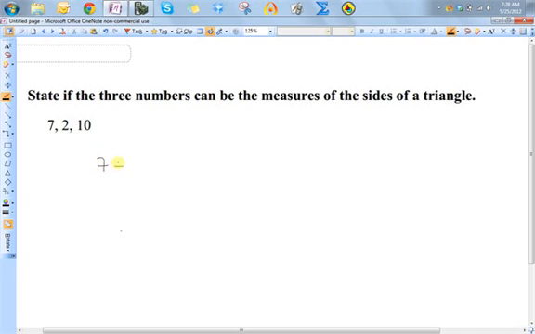So if I add 7 and 2, that equals 8. Well, that's less than 10. So for the triangle inequality to work, 8 would have had to be greater than 10, and it's not. So no, this is not possible. If we were to draw segments with these lengths, they wouldn't be able to connect to make a triangle.